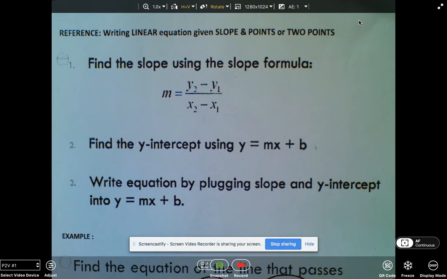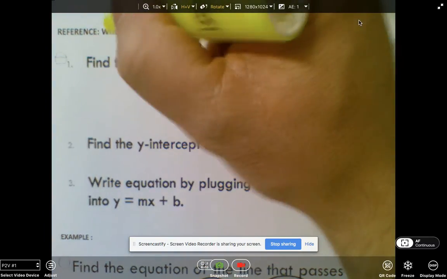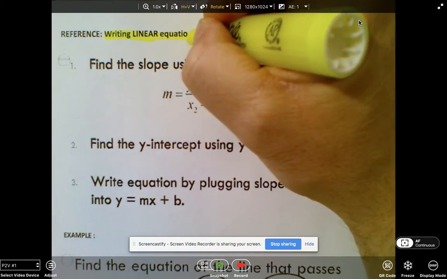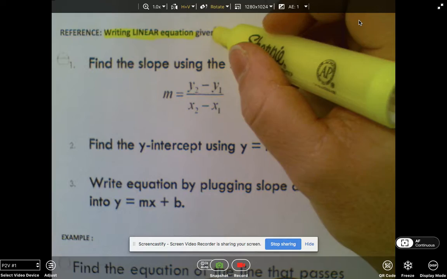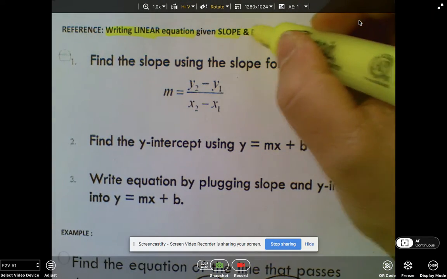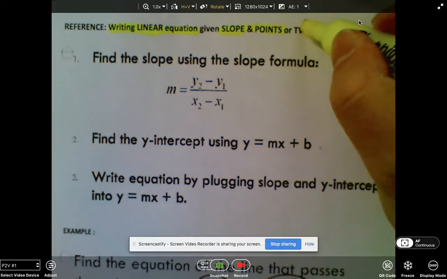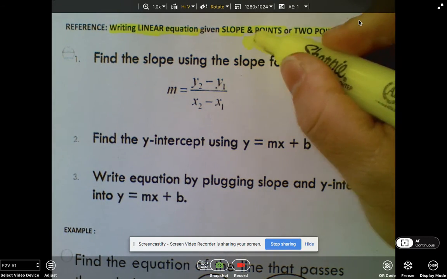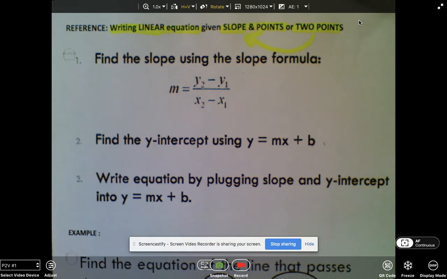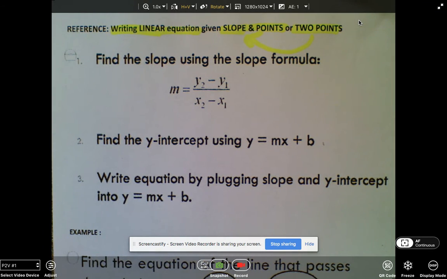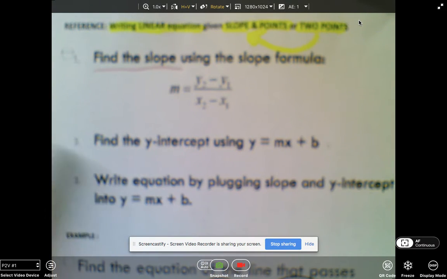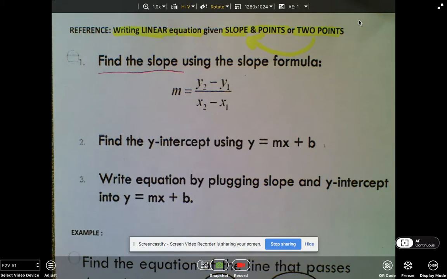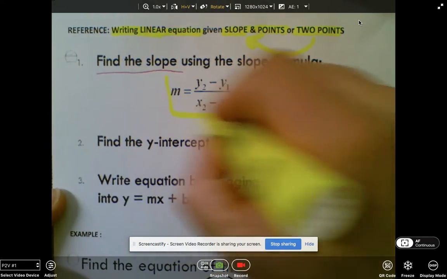So in today's reference, we're going to be looking at writing linear equations, but this time we're not going to get a graph. We're just going to be given a slope and a point, or the harder version when you're just given 2 points and you have to go back and figure out the slope on your own. So there's really 3 steps. Just like before, the first step is to find the slope. But before we had a graph to find the slope, now you're not going to have a graph. You're going to have to use the slope formula.